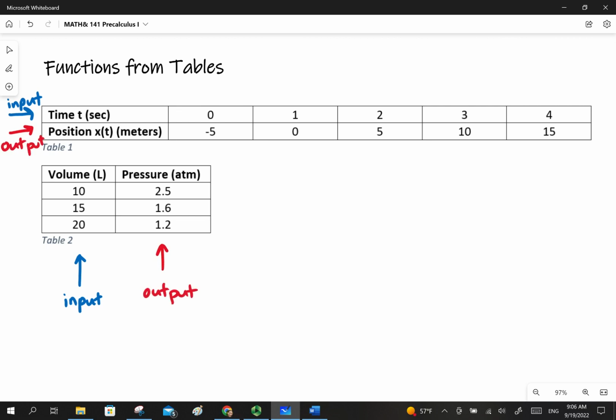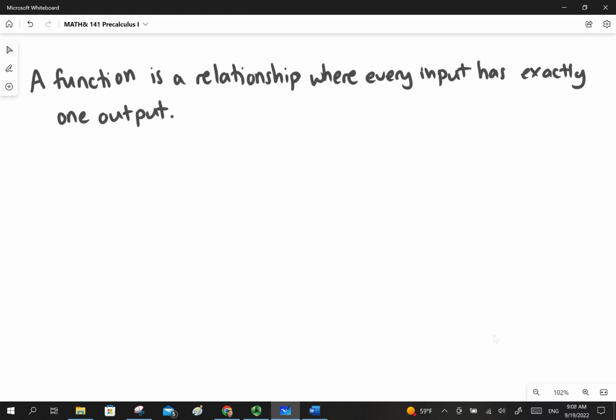In Table 1, the input is the time t in seconds, and the output is the position x in meters. In Table 2, the input is the volume in liters, and the output is the pressure in atmospheres. It would be pretty unusual for a table to define a relationship that isn't a function, because remember, a function is a relationship where every input has exactly one output.